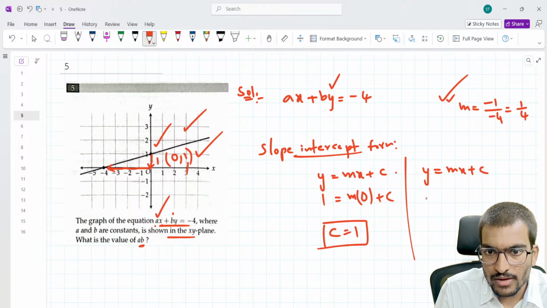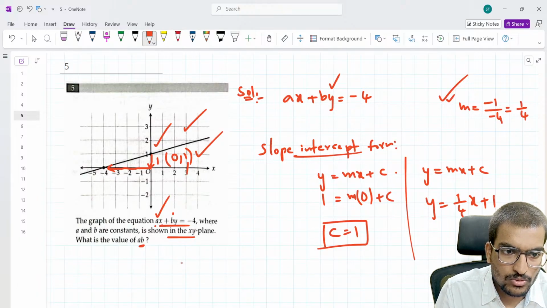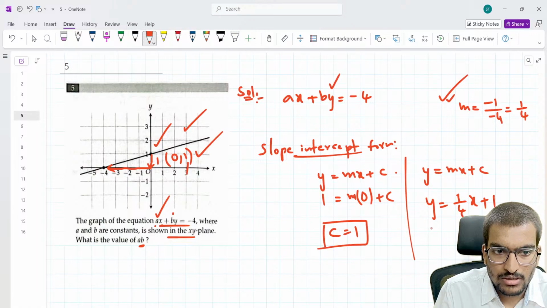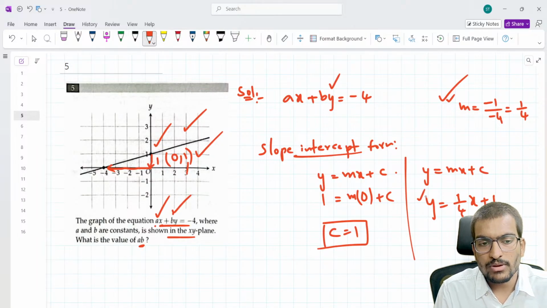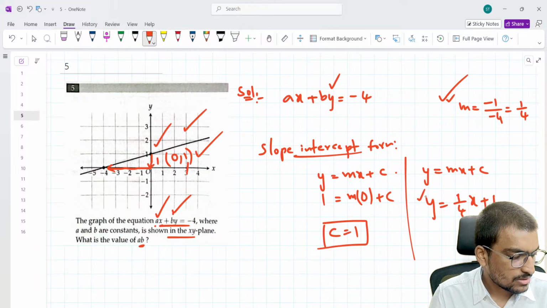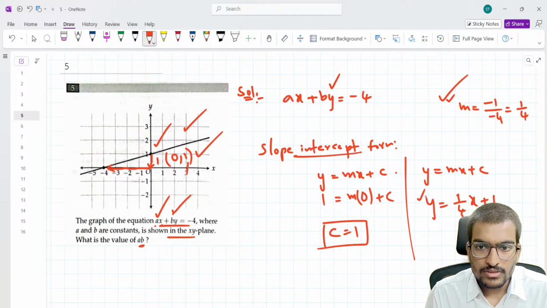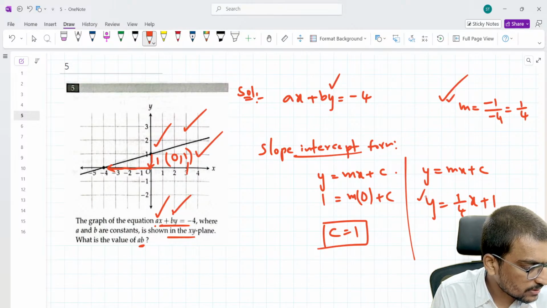So now we have y equals 1 by 4x plus c value, which we got as 1. What do we need? We need the A and B values. A is connected with this one, 1 by 4, and B is connected with y, which has only 1. So 1 by 4 times 1. We just got 1 by 4x, and that is fine.